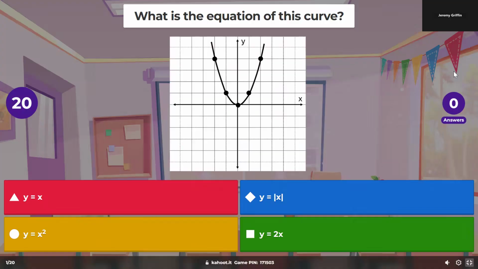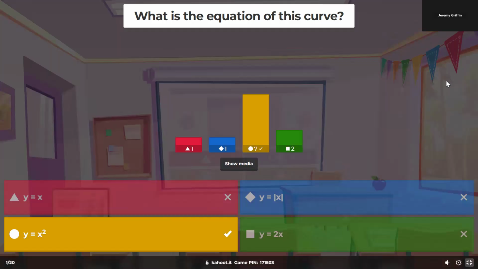All right, what is the equation of this curve? Got 0, 0, 1, 1, 2, 4, -1, 1, -2, positive 4. What's the equation of that? Y equals x squared. That's it. 1 squared is 1, 2 squared is 4, and so on. Makes all positive. Right.